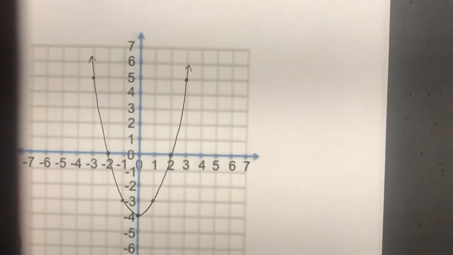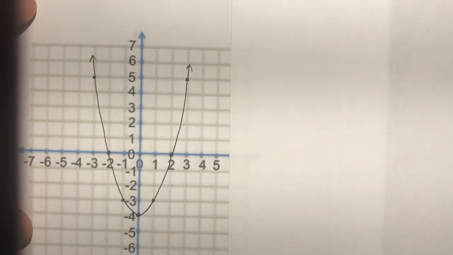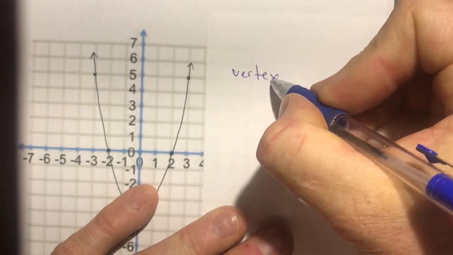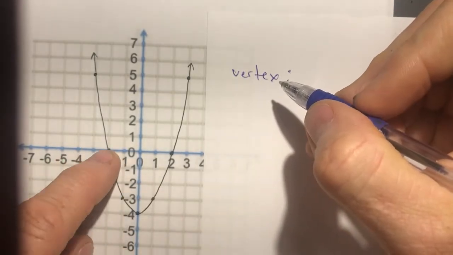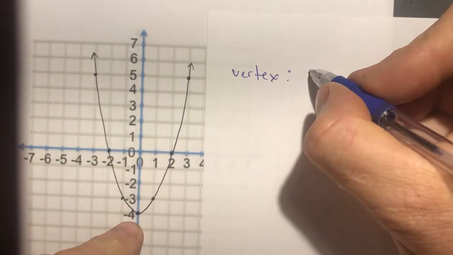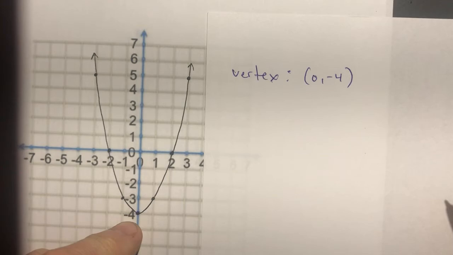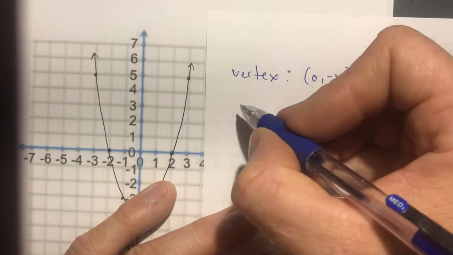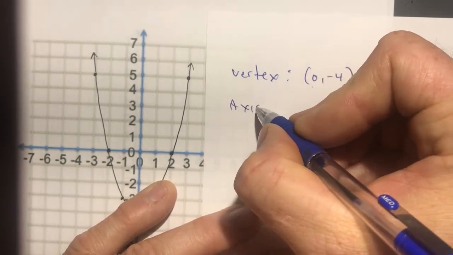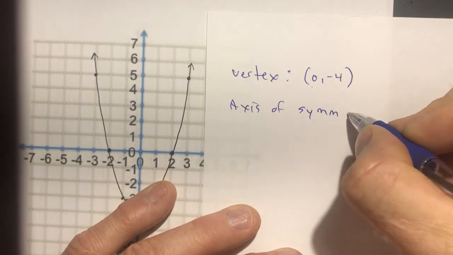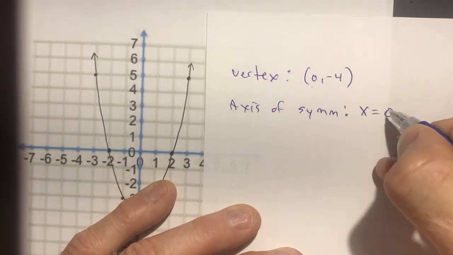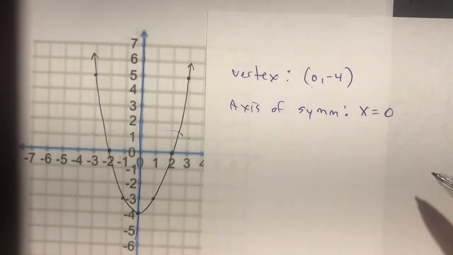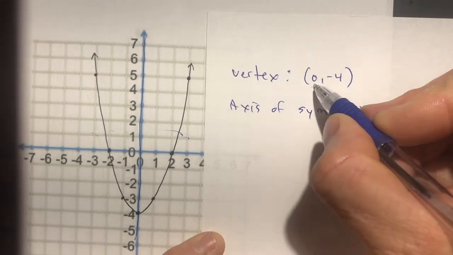Okay, on this one. All right, first thing we see on it, my vertex. My vertex on this one, it doesn't go over any. It's down 4, so 0, -4. That's my vertex. This tells me two things. It tells me that my axis of symmetry is x equals 0. Right here at x equals 0, this blue line splits it up into 2 equal parts.